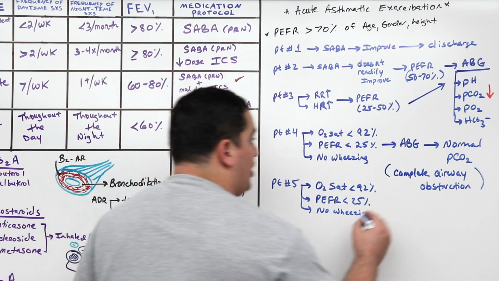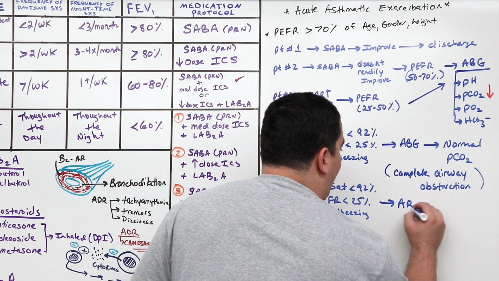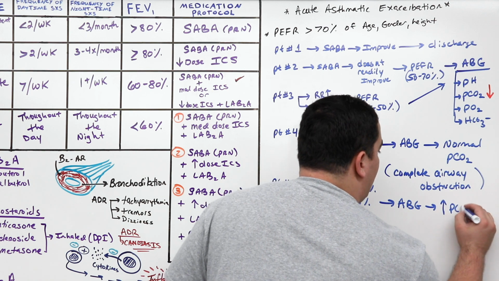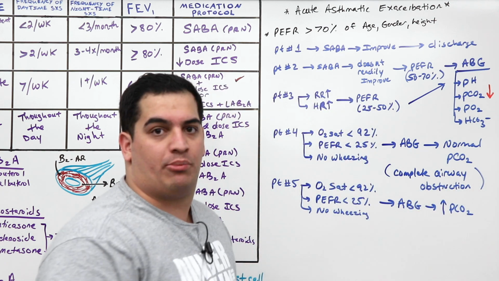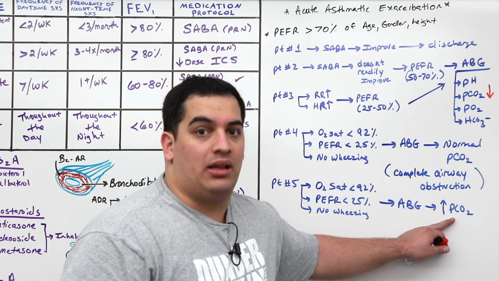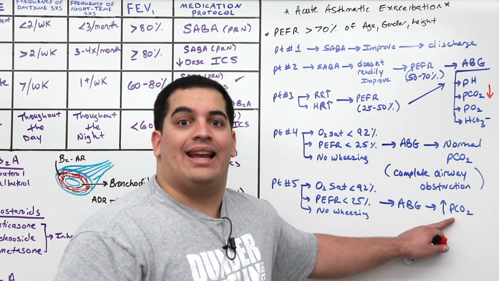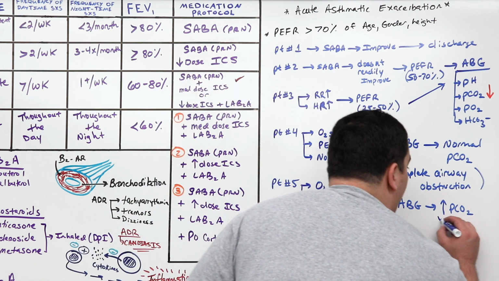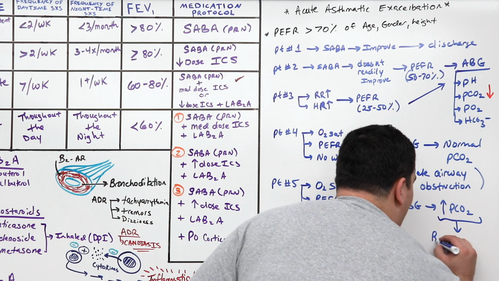You do an ABG, and the ABG shows that you have an elevated PCO2, partial pressure CO2, in the blood. This means that we are completely at the point of obstruction, and now the CO2 levels are starting to build up, and we're starting to develop respiratory acidosis.